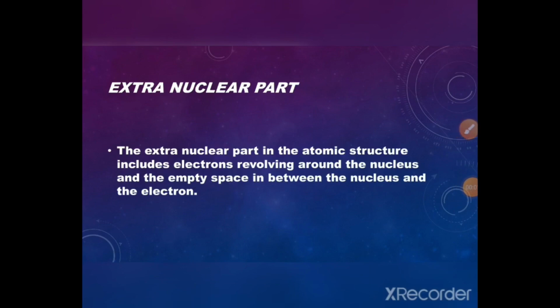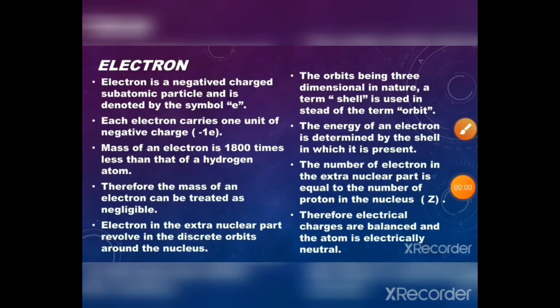Extranuclear part. The extranuclear part in the atomic structure includes the electrons revolving around the nucleus and the empty space in between the nucleus and the electrons. Electron. An electron is a negatively charged subatomic particle and is denoted by the symbol small e. Each electron carries one unit of negative charge, that is -1e. The mass of an electron is about 1800 times less than that of a hydrogen atom. Therefore, the mass of an electron can be treated as negligible.